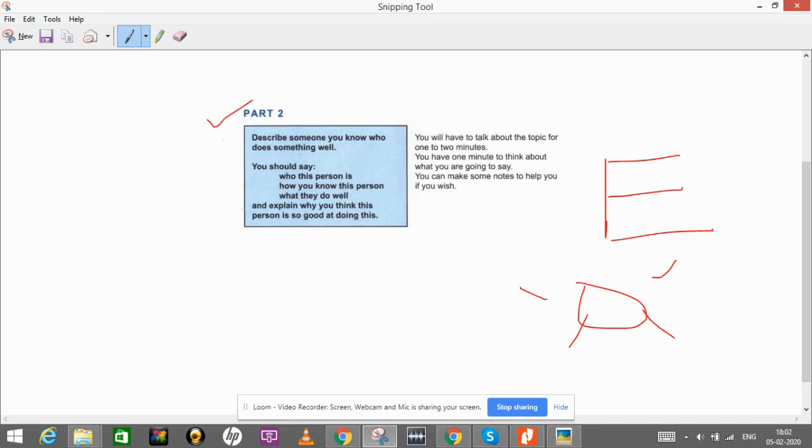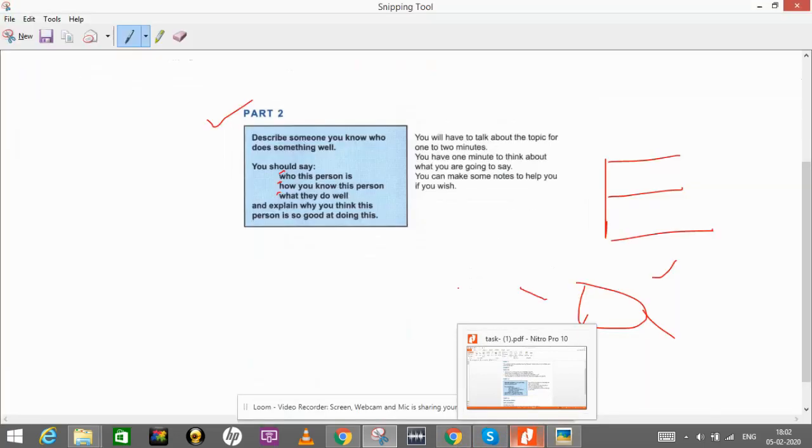It is asking you to describe someone you know who does something well, and they have also mentioned the bullet points on which you have to structure your answer. Once you have read it, as I said, you will get a minute to prepare. So once you've read it, the first thing you should do is write or prepare notes.